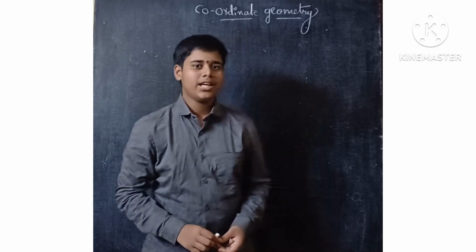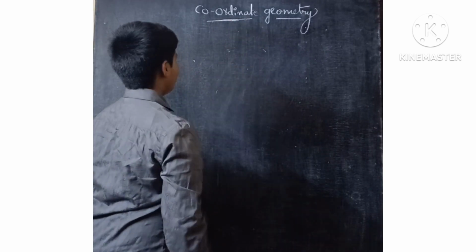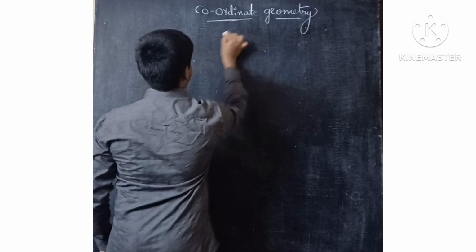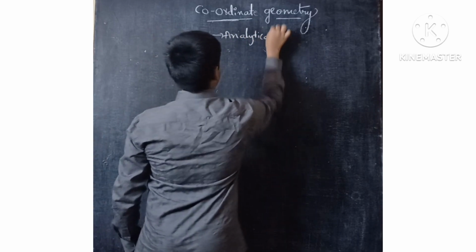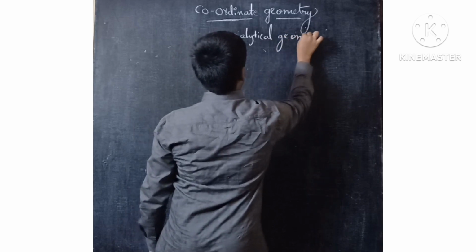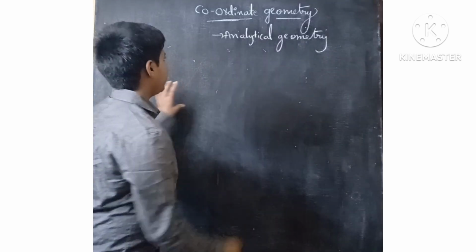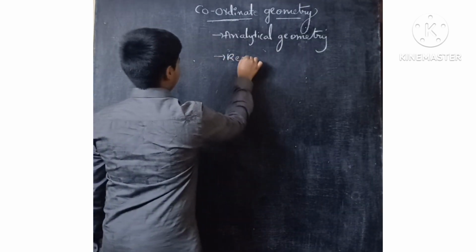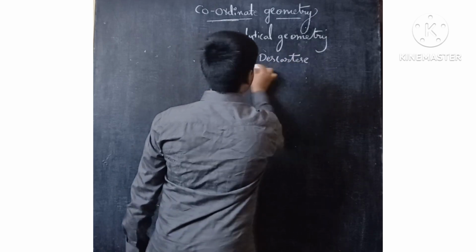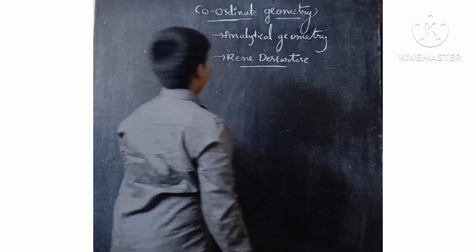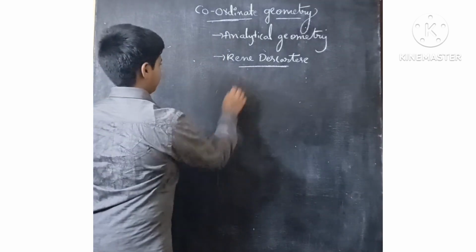I am Bala. Today I will explain coordinate geometry, and this is from mathematics. This coordinate geometry is also known as analytical geometry. And this coordinate geometry was developed by René Descartes. He is a European mathematician, and he developed the idea of the plane and the coordinate axis.